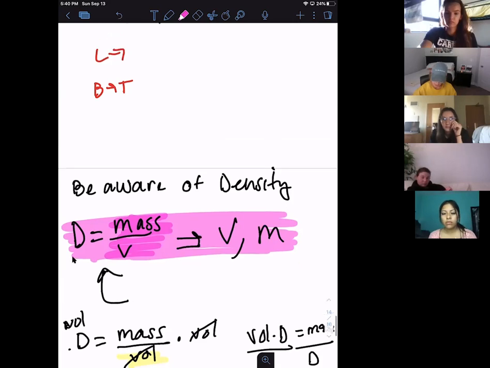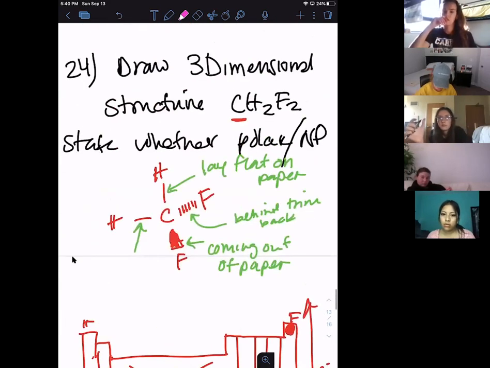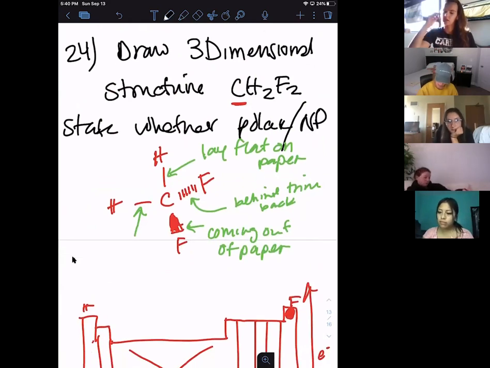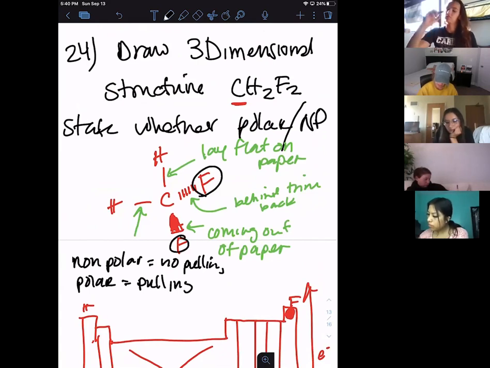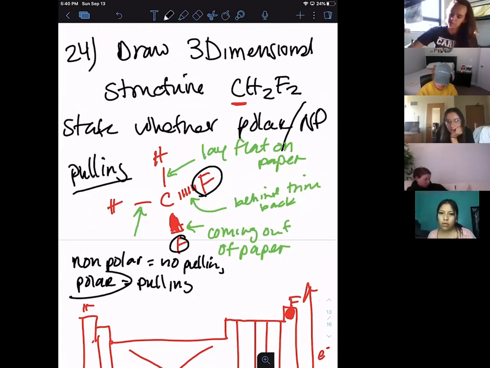And nonpolar? Yeah, that's a good question. I should do that. So this one, nonpolar, indicates that there's no pulling. Polar is that there is pulling. So we have 2 electronegative atoms, so they're pulling. Therefore, this molecule was polar. Okay, that's a trick to remember polar and nonpolar.